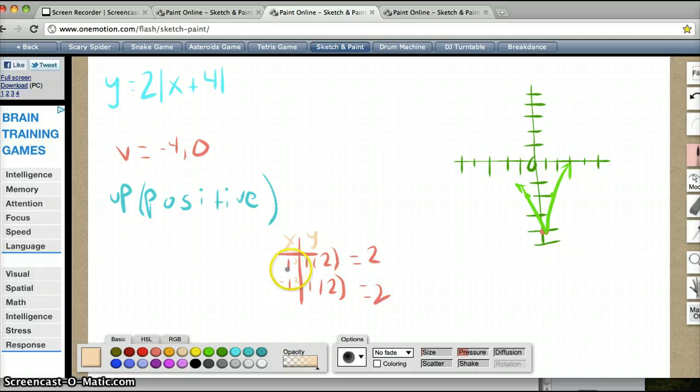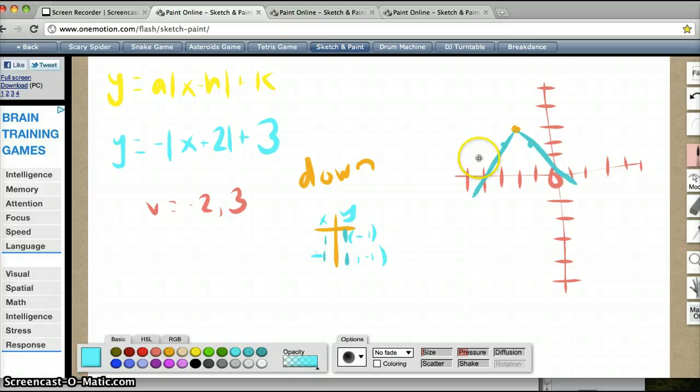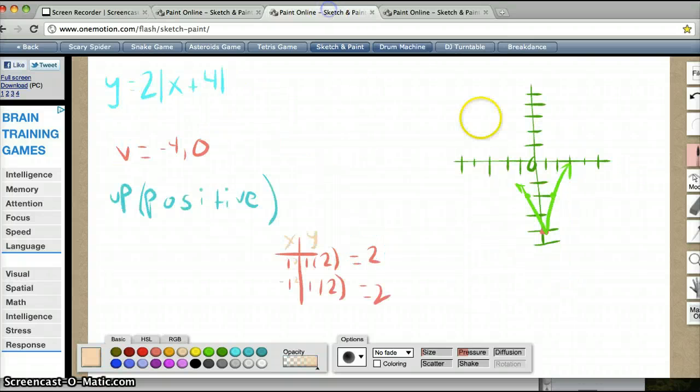So I'm going to go over 1, up 2. And then over negative 1, up 2. And then we go ahead and plot our points. Now if you notice the difference between this graph and this graph, this one is much wider than the other graph. The bigger your multiplier is, the narrower your graph is going to be.